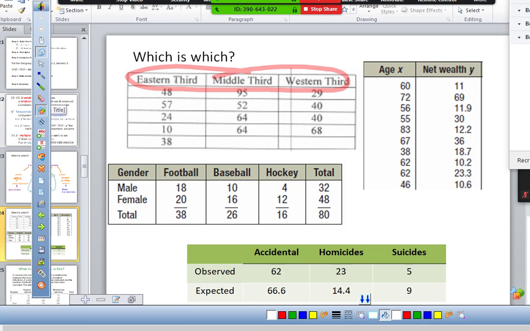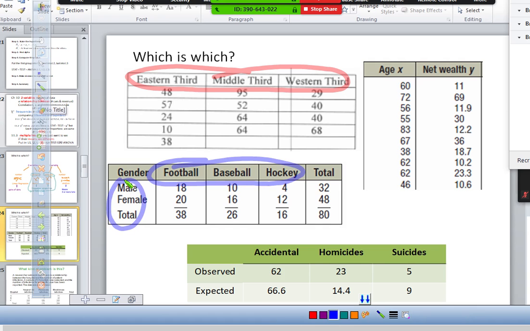Okay. So again, this one also has categories here and categories there. So this one's a matrix. This is the chi-squared matrix.